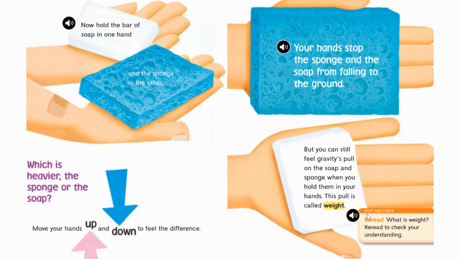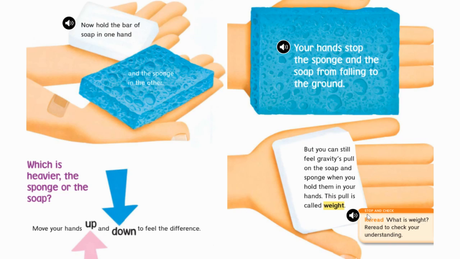Now hold the bar of soap in one hand and the sponge in another. Which is heavier, the sponge or the soap? Move your hands up and down to feel the difference. Your hands stop the sponge and the soap from falling to the ground. But you can still feel gravity's pull on the soap and sponge when you hold them in your hands. This pull is called weight.